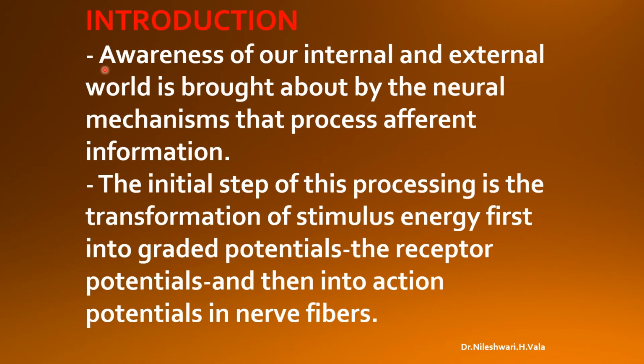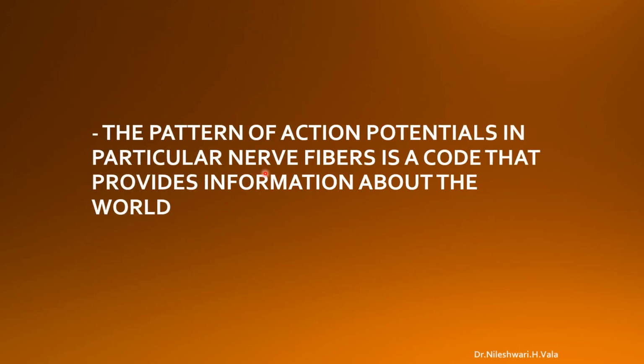Now introduction. Awareness of our internal and external world is brought about by the neural mechanism that processes afferent information. The initial step of this processing is the transformation of the stimulus energy first into graded potential, that is receptor potential, and then into axon potential in the nerve fiber. The pattern of the axon potential in the particular nerve fiber is a code that provides information about the world.